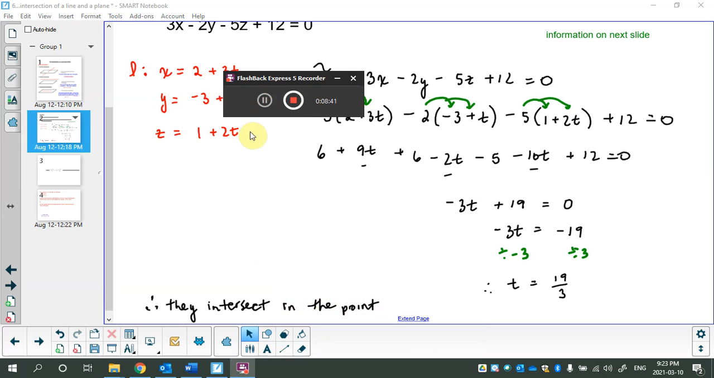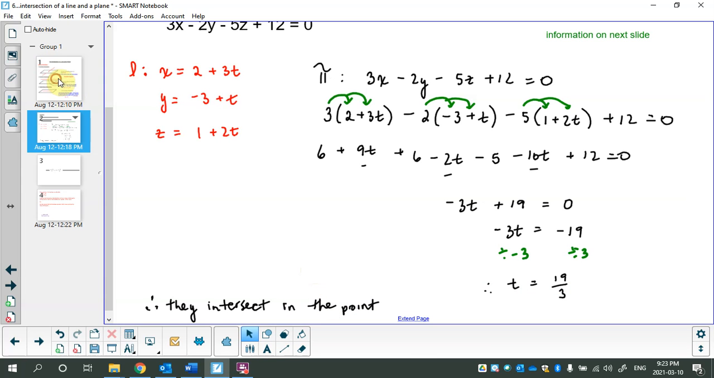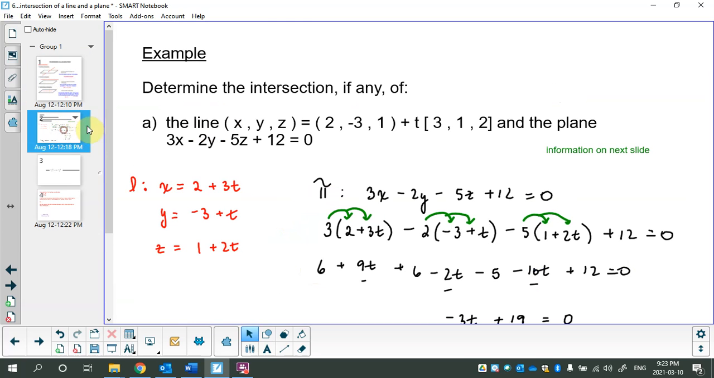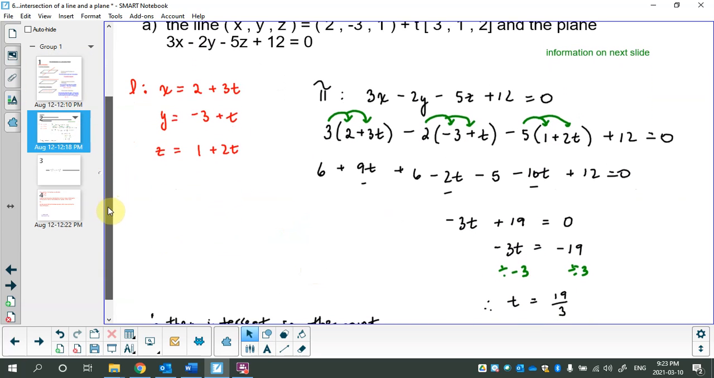Well, I have no idea why that came on so quickly, but as soon as you end up with t is equal to a number, you know that the line and the plane intersect at a point. So you've got this situation, only you don't know what angle this situation is happening in. The thing is, it's not good enough to say, oh, it's just some random point.